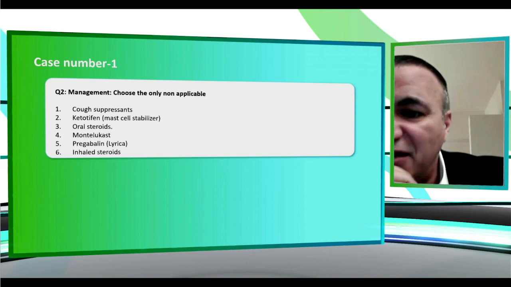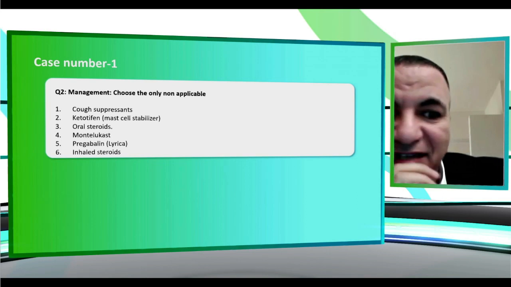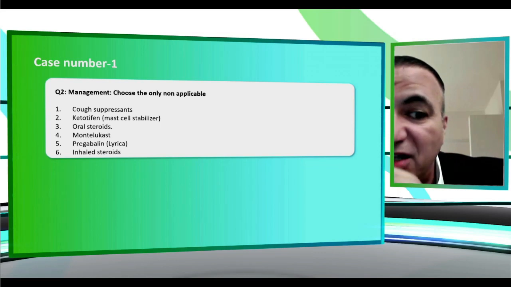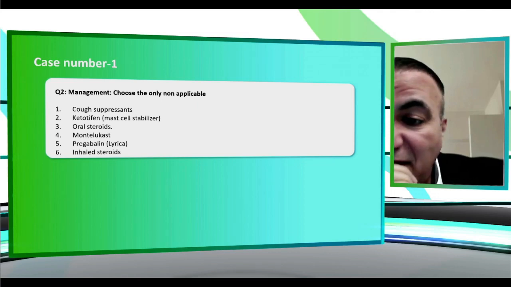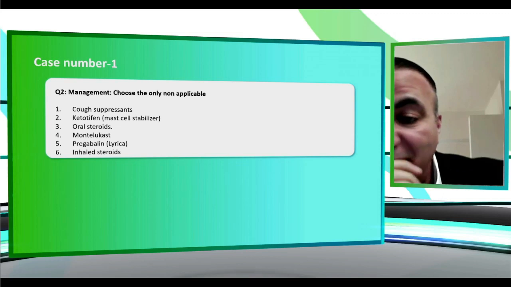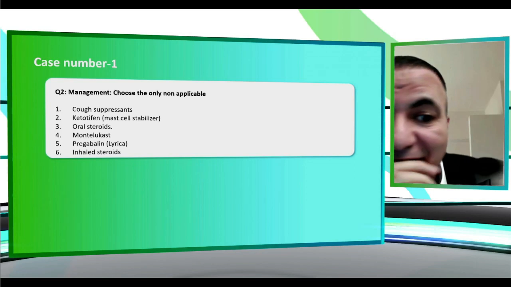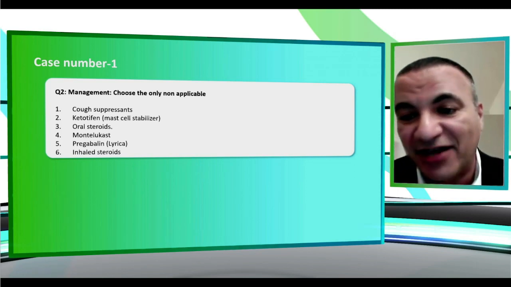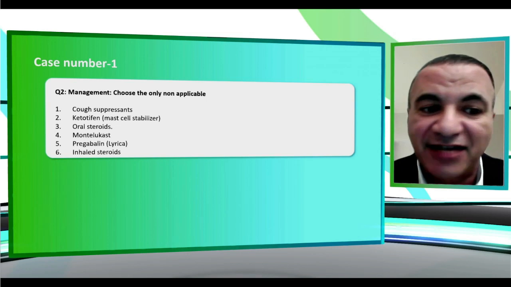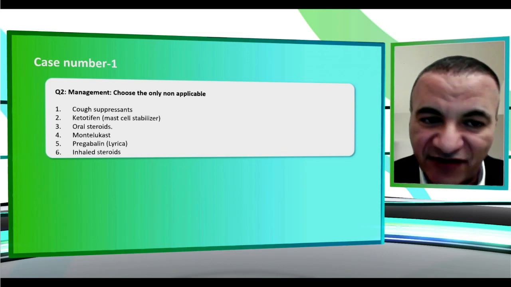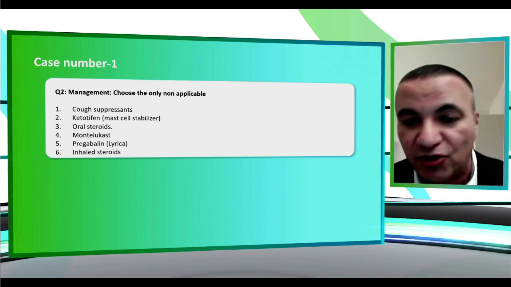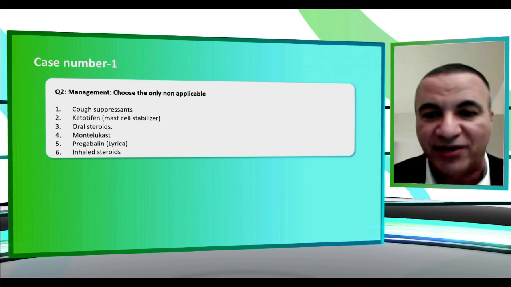There is a division here. Most said the non-applicable one is cough suppressant. Few said ketotifen, few said oral steroids, few said montelukast. A big group said pregabalin, and very few said inhaled steroids. Unfortunately, most of you answered wrong. The correct answer is inhaled steroids. There is no role for inhaled steroids in post-viral or post-infective cough. That's why I told you these cases are always misdiagnosed and always mistreated.